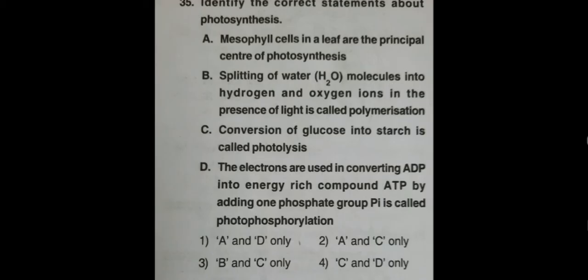Identify the correct statements about photosynthesis. Mesophyll cells in the leaf are the principal center of photosynthesis. Yes. Splitting of water molecules into hydrogen and oxygen ions in the presence of light is called polymerization. No, it is wrong. It is photolysis. Conversion of glucose into starch is called photolysis. No, wrong. The electrons are used in converting ADP into the energy rich compound ATP by adding one phosphate, which is called photophosphorylation.